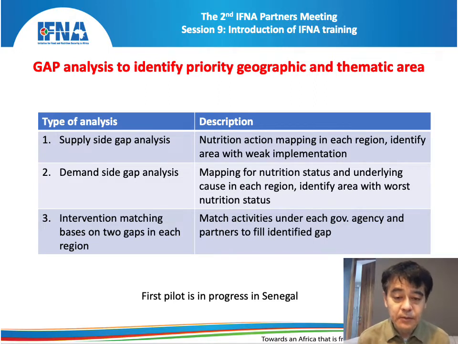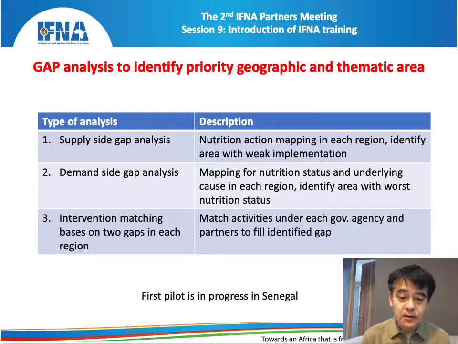The first pilot of gap analysis was conducted in Senegal, which contains 3 stages of action. First, supply side gap analysis, which is nutrition action mapping in each region and identifying areas with weak implementation.